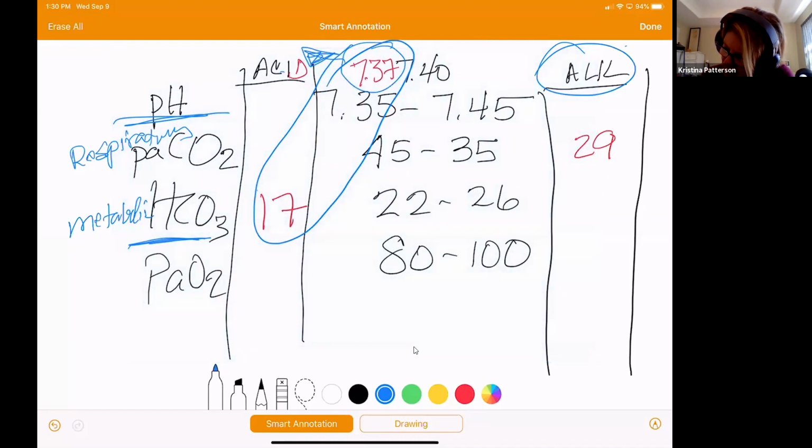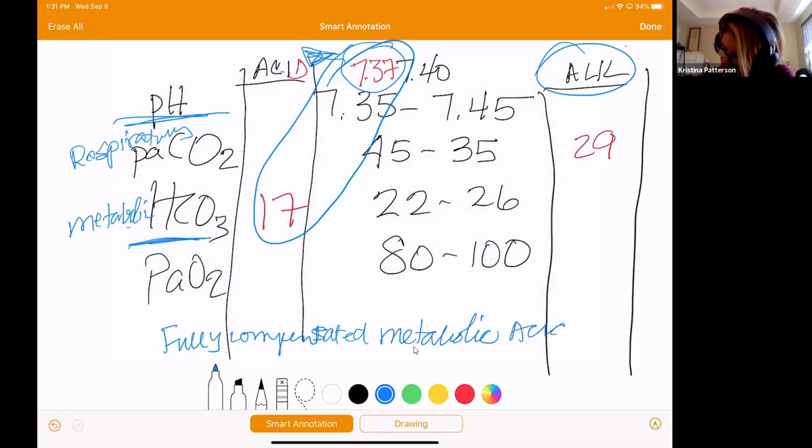So we have a metabolic acidosis, and we definitely have compensation. And we are fully compensated because the pH is back to normal. So we have fully compensated metabolic acidosis. All right.